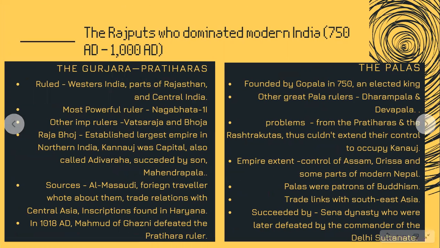Now Gurjara Pratiharas, students, ruled in Western India, parts of Rajasthan, and Central India. They had a vast expanse of India under them. Most powerful ruler is Nagabhatta I, and other important rulers are Vatsaraja and Bhoja. So Raja Bhoj is very important. He was the one who established the largest empire in northern India, and Kannauj was the capital.